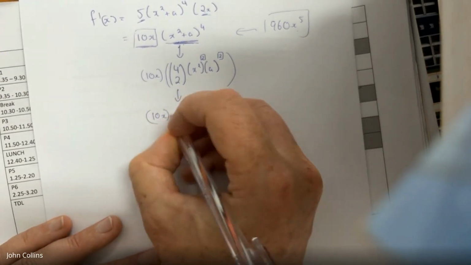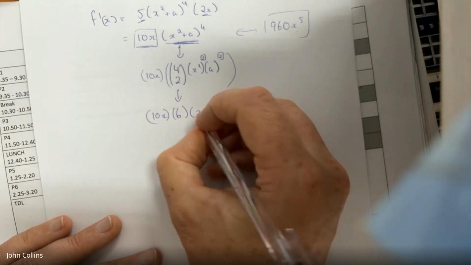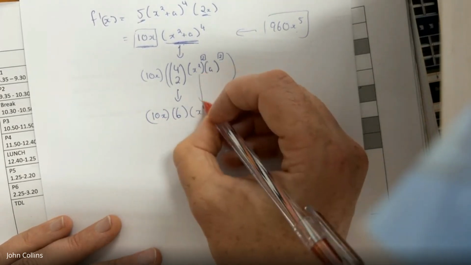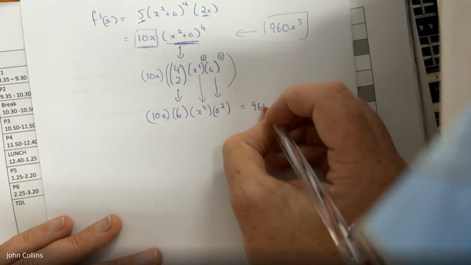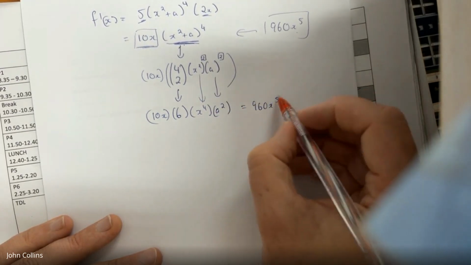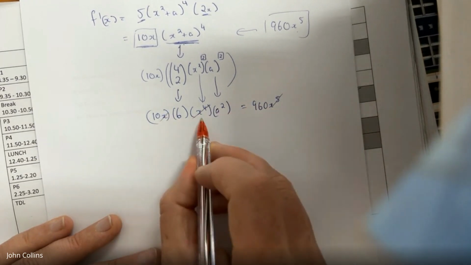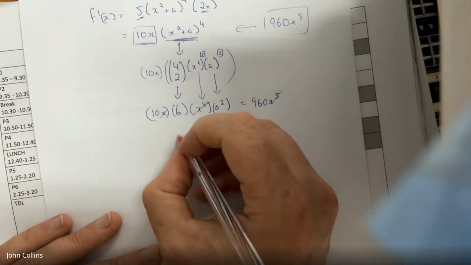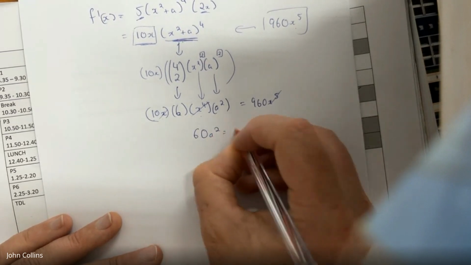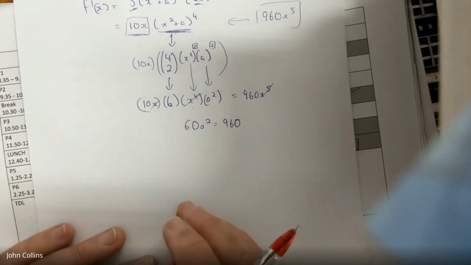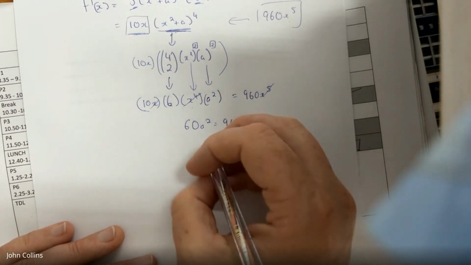And I have 10x times 6 times x^4 from this, and this is a squared. That equals 960x^5. Now, x^5 is going to cancel with that and that, because that is x^5. So I'm going to be left with 60, 6 times a squared is equal to 960. So what does a equal?